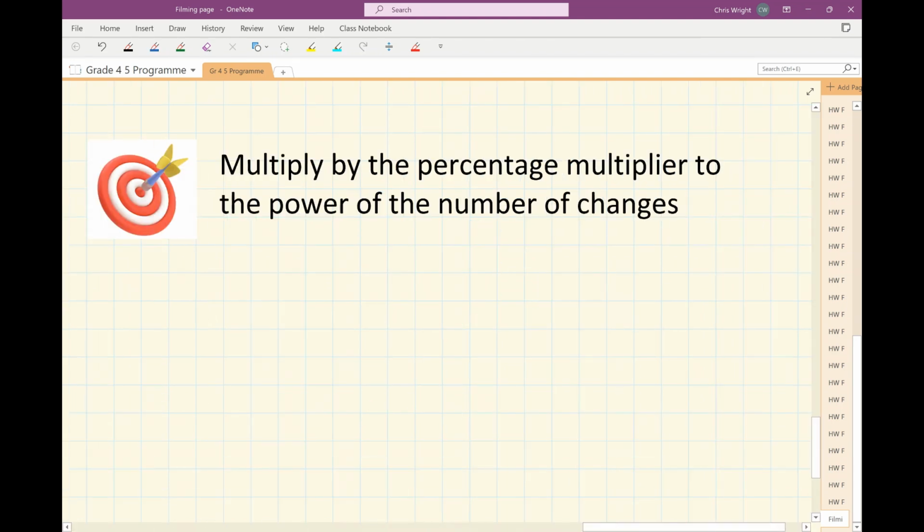So when you have a question which involves compound interest or depreciation or a repeated percentage change, you're going to remember to take the original, for instance, £5,000, multiply it by the percentage multiplier to the power of the number of changes, the number of years, the number of months, the number of whatever it is.